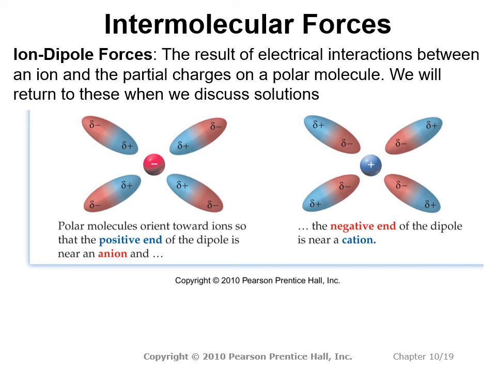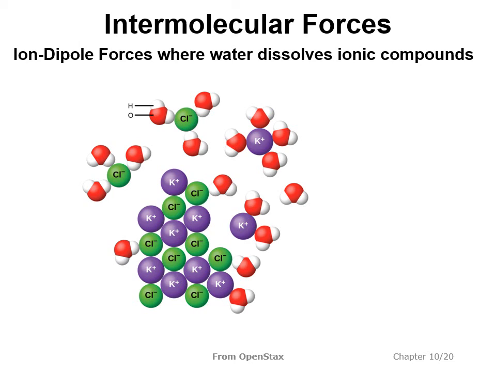We're going to talk about one type more of intermolecular force. That's called an ion dipole force. It's the attraction between an anion or a cation and polar molecules. We're going to return to these more when we discuss. Let me show you a particular example that will be important to us. It's ion dipole forces that cause water to dissolve ionic compounds. So what we're looking at here is the negative end of the water molecule being attracted to cations and the positive sides of a water molecule being attracted to anions.